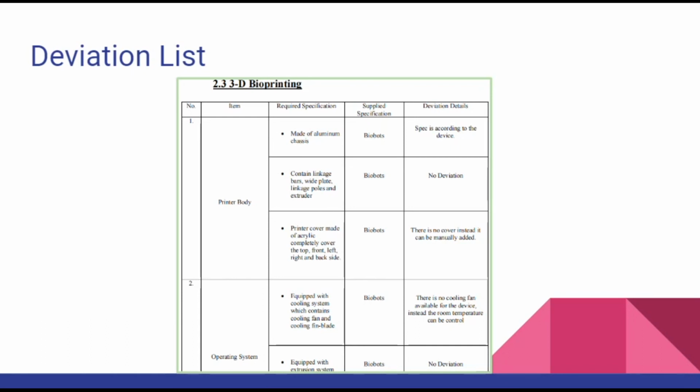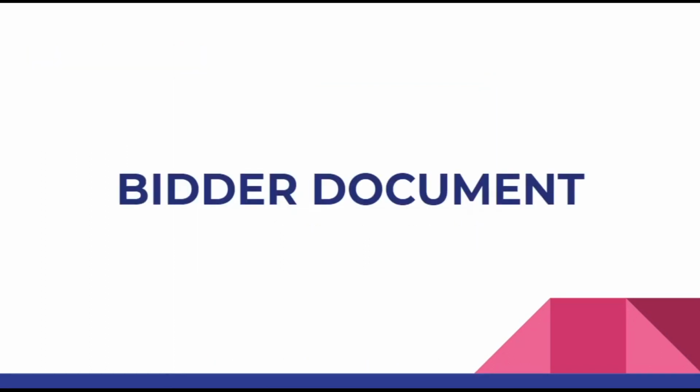Lastly, for the deviation is that our device is not equipped with the cooling system, which we replace the cooling system by cooling the room temperature itself. That is all from us. Thank you.